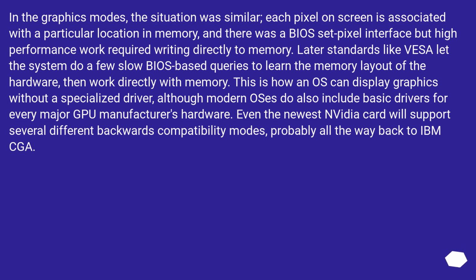In the graphics modes, the situation was similar. Each pixel on screen is associated with a particular location in memory, and there was a BIOS set pixel interface, but high-performance work required writing directly to memory. Later standards like VESA let the system do a few slow BIOS-based queries to learn the memory layout of the hardware, then work directly with memory. This is how an OS can display graphics without a specialized driver, although modern OSes do also include basic drivers for every major GPU manufacturer's hardware. Even the newest NVIDIA card will support several different backwards compatibility modes, probably all the way back to the IBM CGA.